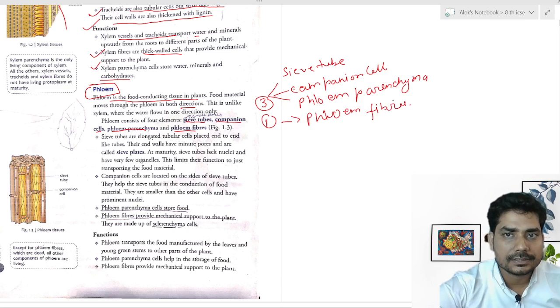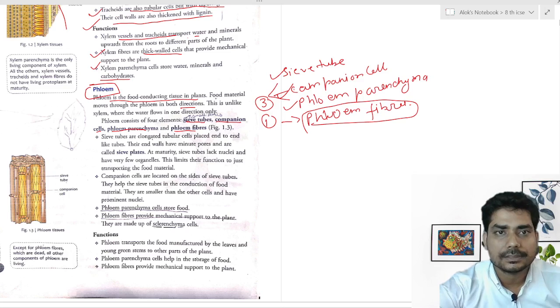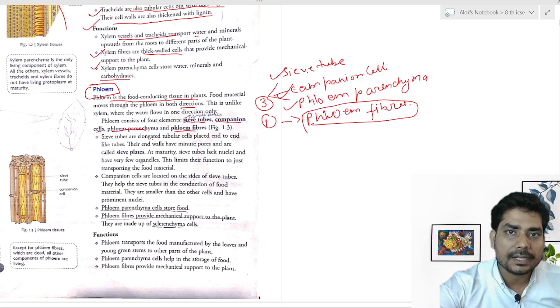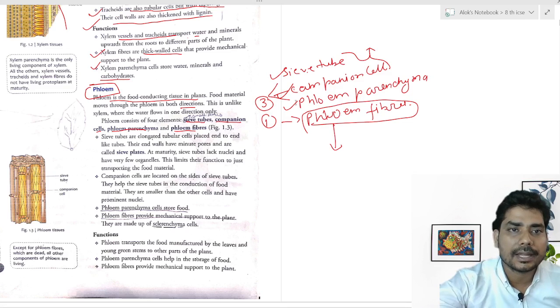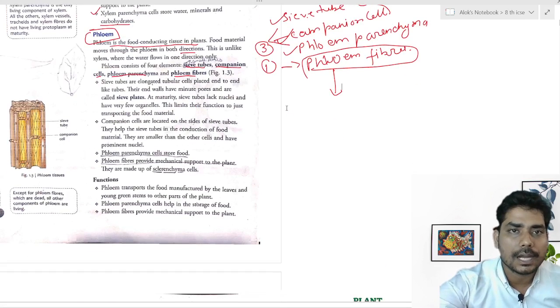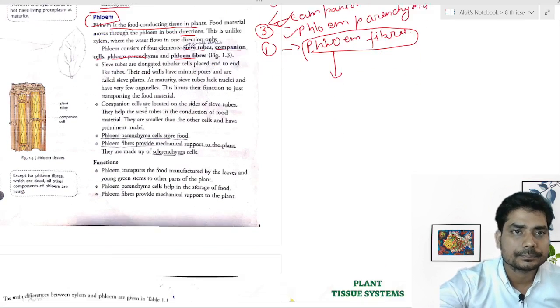Phloem fiber is dead cell, and sieve tube, companion cell and phloem parenchyma are living cells. Sieve tube and companion cell transport the food material in both directions in the plant, and phloem parenchyma store water, minerals and food, and phloem fiber give the mechanical support to the plants, right?